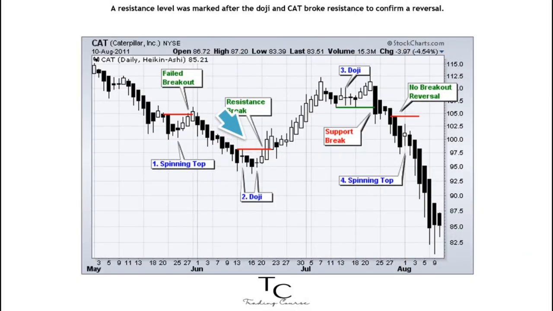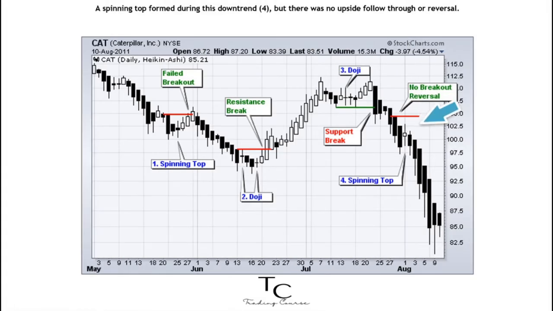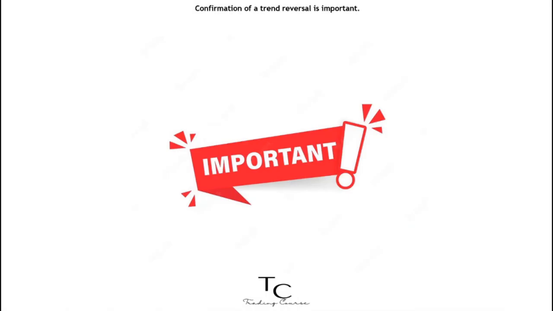A resistance level was marked after the doji and CAT broke resistance to confirm a reversal. Prices extended higher until the stock stalled around 110 in July. 2 doji and an indecisive candlestick formed in mid-July. Also, notice that a clear support level was established. CAT broke support in late July to start a strong downtrend and confirm the trend reversal. A spinning top formed during this downtrend, but there was no upside follow-through or reversal. Confirmation of a trend reversal is important.